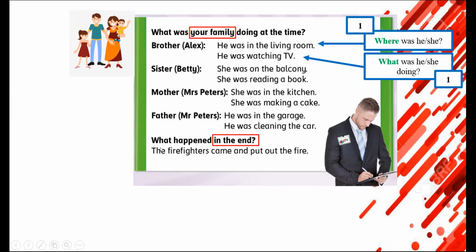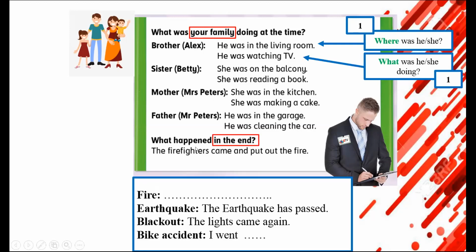And at the end, what happened? In this case, the firefighters came and put out the fire. Now, this is the fire incident. If it's an earthquake, the earthquake has passed. If it's a blackout, the lights came on again. If it's a bike accident, maybe you can say, I went to the hospital, or I returned to my house. It depends on the incident you are writing.